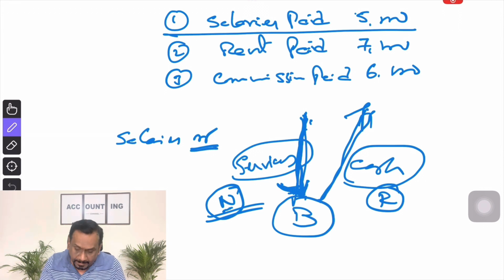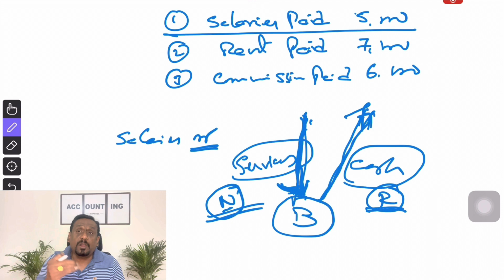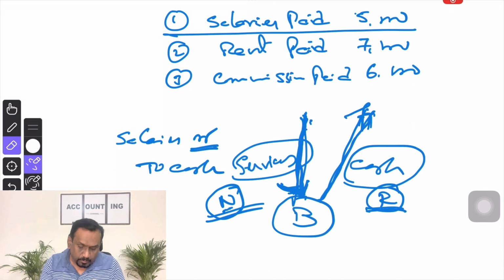Clear? Then cash is going out, comes under real account. What is the principle under real account? Debit what comes in, credit what goes out. Here cash is going out, so you need to credit what goes out to be applicable. So here cash has to be credited to cash account. Very simple. This is how the entry has to be prepared. Clear? Let us move on to the next one.